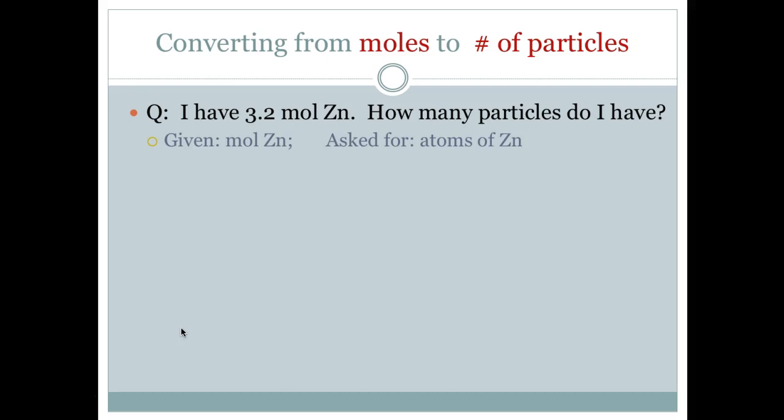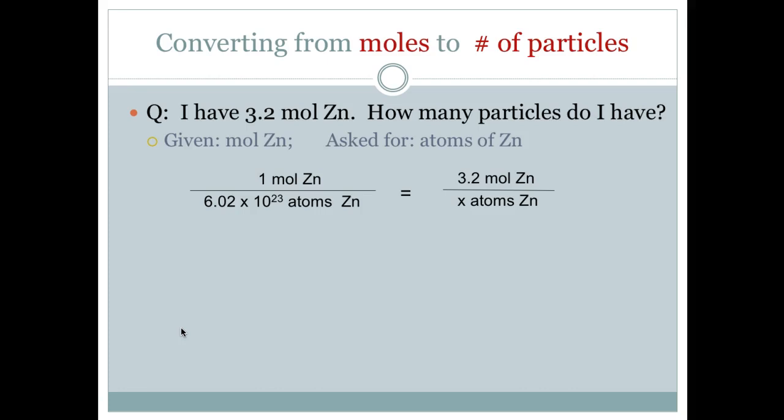The first half of my proportion is always going to be the relationship I know. So it's the relationship between moles and atoms, which I know to be 1 mole of zinc equals 6.02 times 10 to the 23rd atoms of zinc. Because again, 1 mole of anything is 6.02 times 10 to the 23rd of that thing. I'm going to set this equal to the information from the problem. 3.2 moles of zinc is equal to X atoms of zinc.